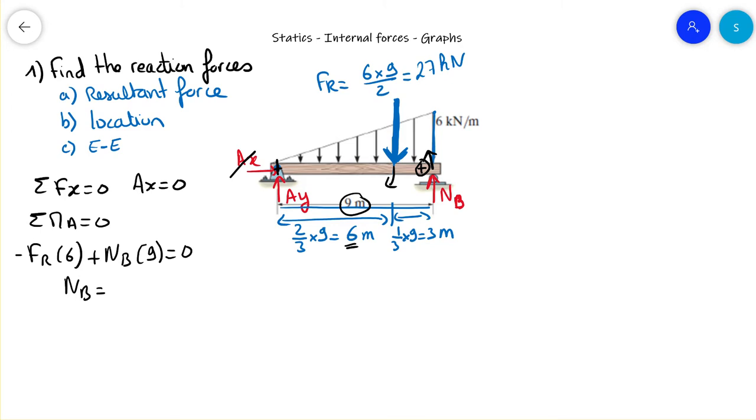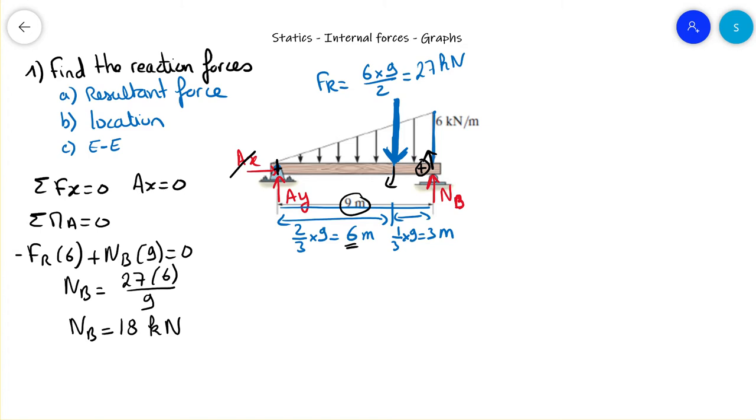How much is NB? It's 27 times 6 divided by 9. I don't have my calculator, I can't find it. How much is that? It's 18 kilonewtons. It's 2/3 of 27, yes.